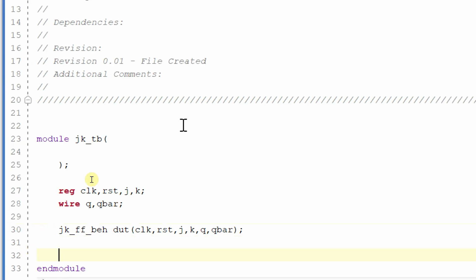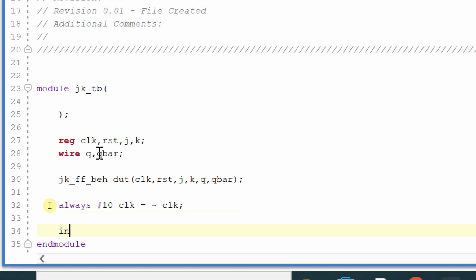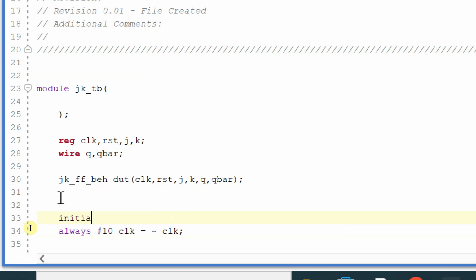Now the next step is to generate the clock. For generating the clock I will use always hash. Now we'll generate a 20 time period clock, not of clock, so the time period of this clock is 20 nanoseconds. And I will initialize my clock before this statement. After this also we can initialize, but before this statement I will initialize clock, reset, j, k to 0.